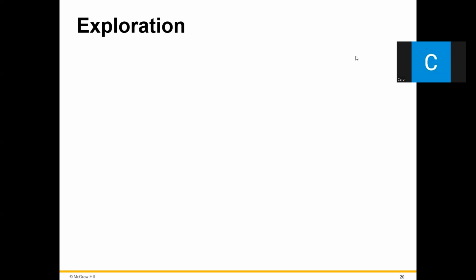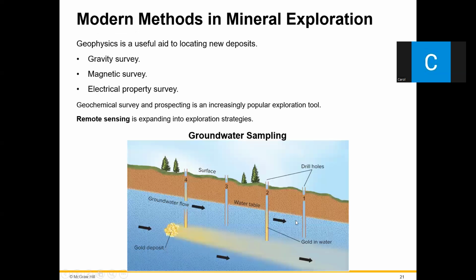Okay. All right, now we are on mineral exploration. So if we want to increase our supply, how would we do that? Well, we can find more. How do we find more deposits and ores out there?